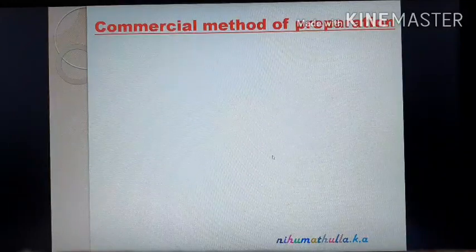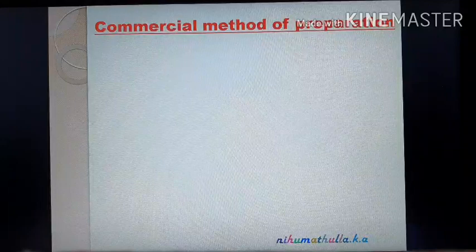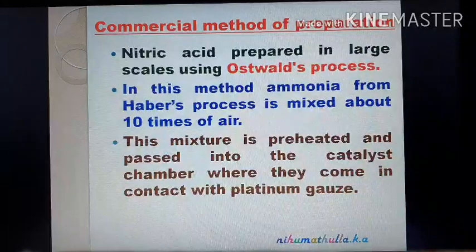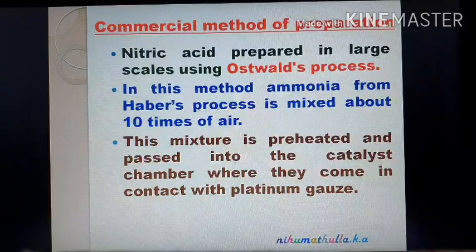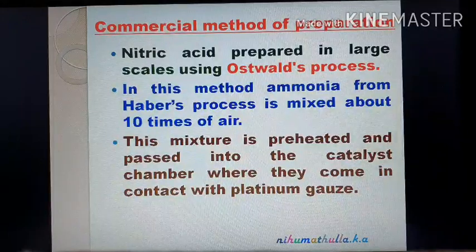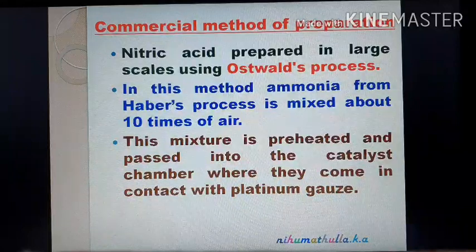Commercial method of preparation: large scale or industrial preparation of nitric acid by the Ostwald process. Nitric acid is prepared on a large scale using the Ostwald process. In this method, ammonia from Haber's process is mixed with about 10 times of air, an excess of air. Why is excess of air used in this process? I will explain. What is that mixture? Ammonia plus 10 times of air.